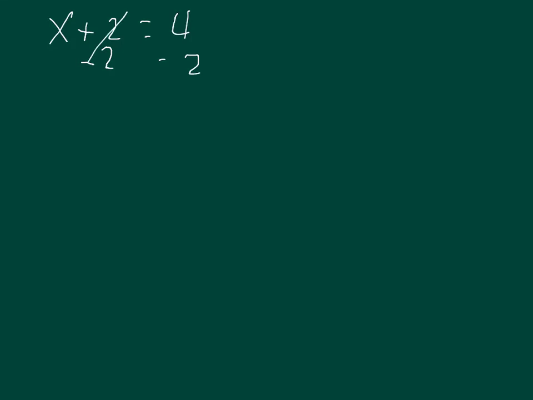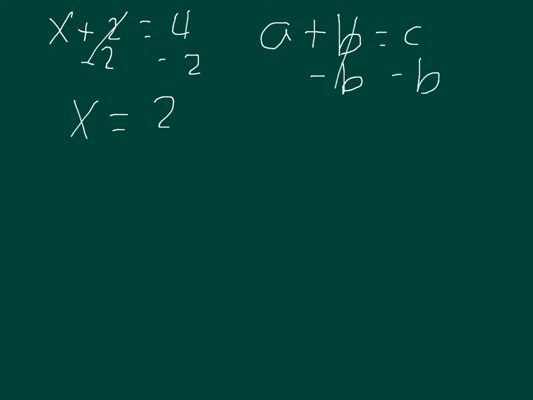Whatever you do to one side, you do to the other, because that creates a 0 on the left, so we have x equals, and 4 minus 2 is 2. The same thing would be true if I had variables representing those real numbers. If I asked you to solve for a, in this case, you would subtract b, the inverse property of addition, and you would subtract b from the other side just to keep it balanced, and so a would be equal to c minus b.